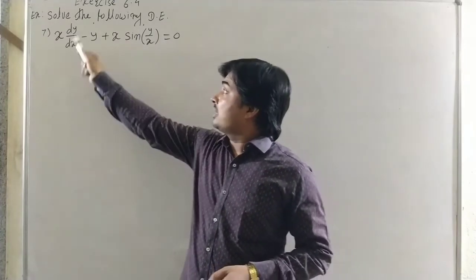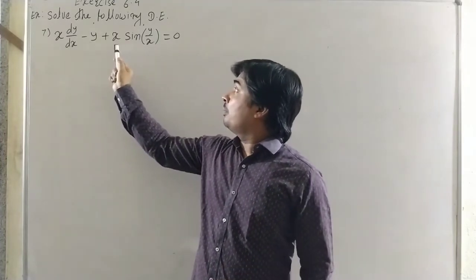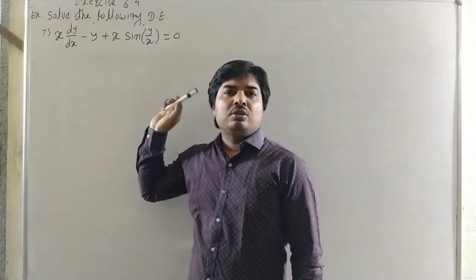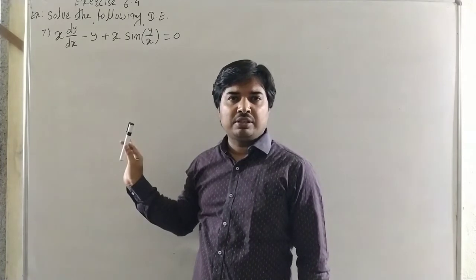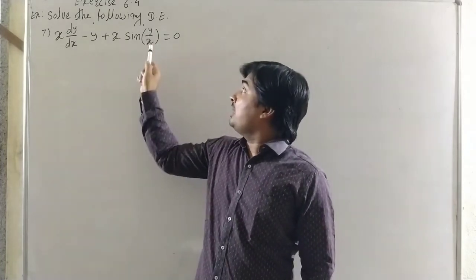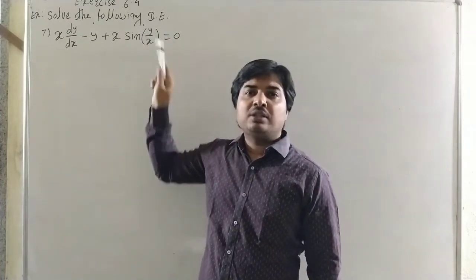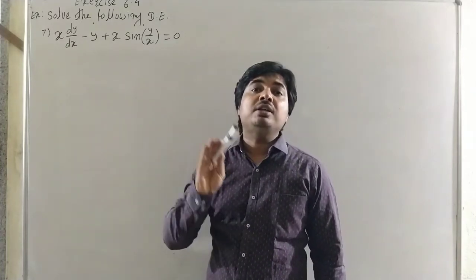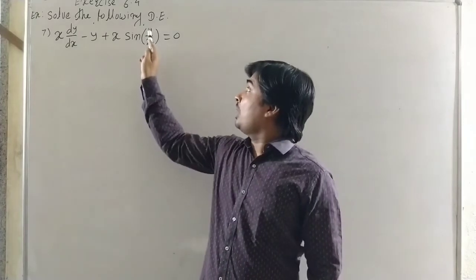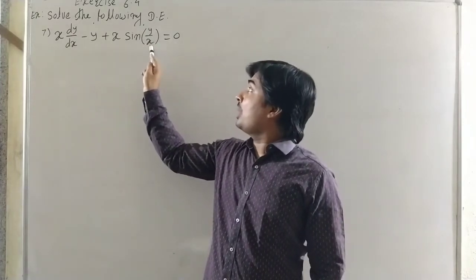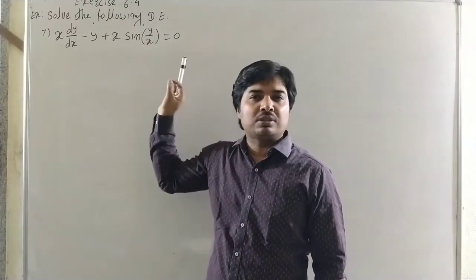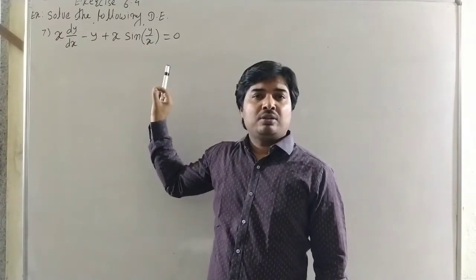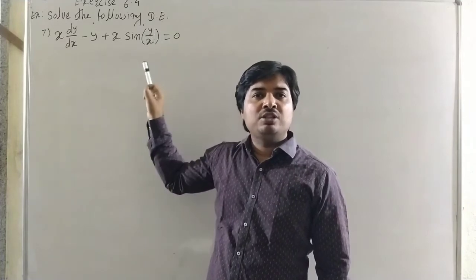Here: x dy by dx minus y plus x into sin y by x. It is also a homogeneous differential equation. Now here we put y by x. If it were x by y, then we would put x by y and write the differential equation in the form of dx by dy. But here it is y by x, because in sin y by x, the angle has two variables which we cannot separate, so we put y by x is equal to v.